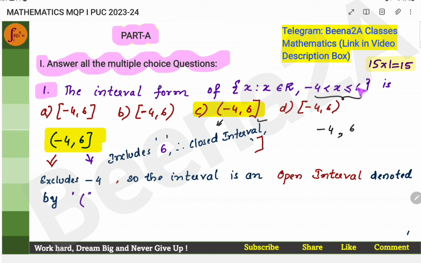Whenever you have equal to, here less than or equal to 6, it means 6 is included. When this number is included, it becomes a closed interval, because this number is also included. A closed interval is represented by square brackets. So near 6 you'll have a closed bracket, and for -4 it's just less than, there is no equal to, so this will be an open interval. You'll have a curved bracket. So the right option is option C, this one.